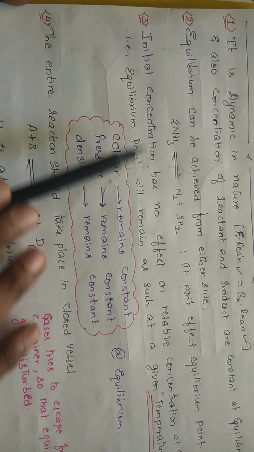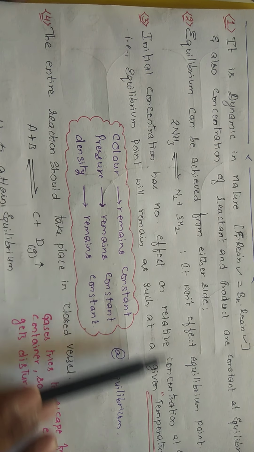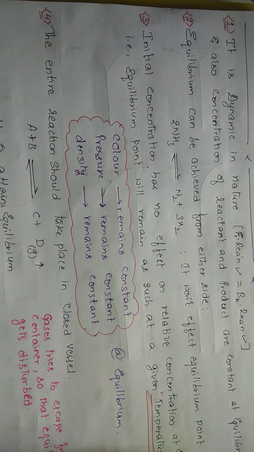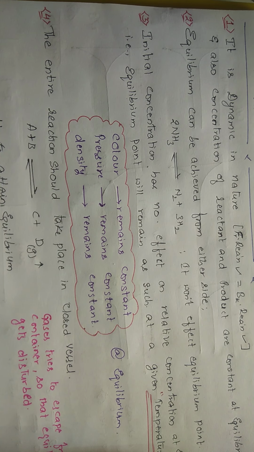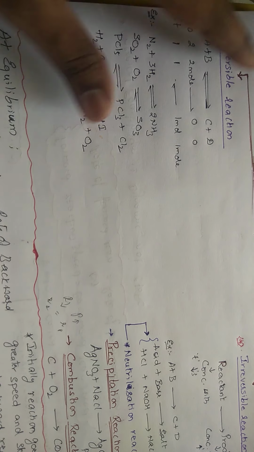If you take the third point, initial concentration has no effect on relative concentration at the equilibrium point. At the equilibrium point, whatever the concentration is, it should be constant. It does not depend upon the initial stage. So let me show this example. I have already shown you once.